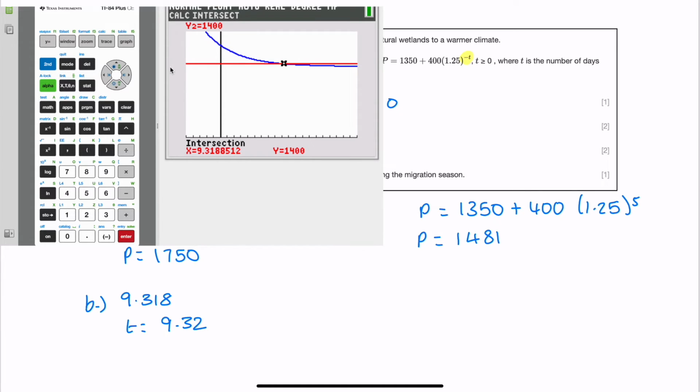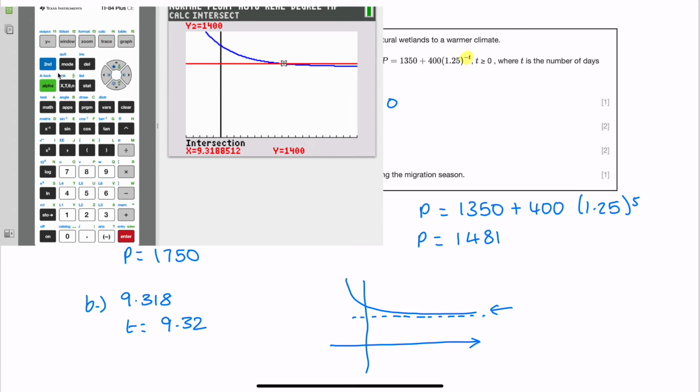And then for part C, I want to find the smallest possible population of the birds. So if I think of my graph, at the moment we have this. Essentially, we're being asked for the asymptote. We're being asked what value it is getting very close to, and at what point it is levelling out. So eventually, when I go on forever, what will the value of the bird population be?